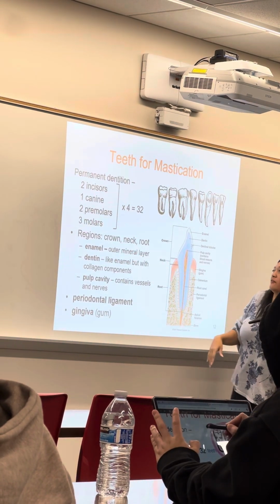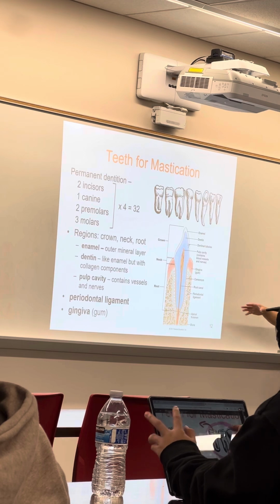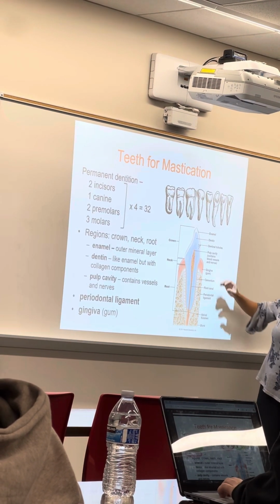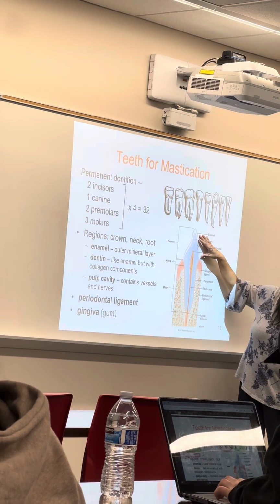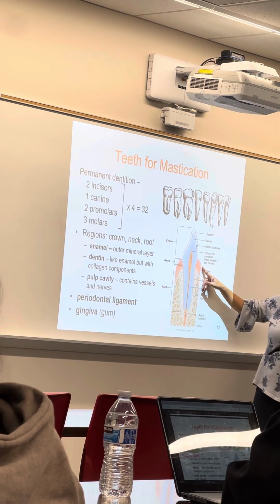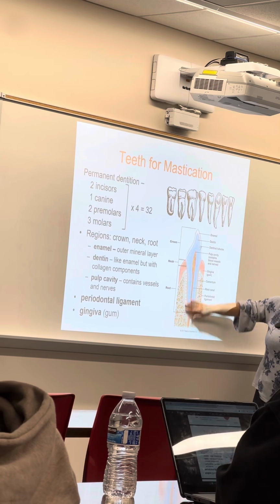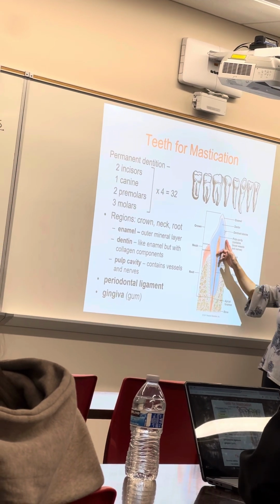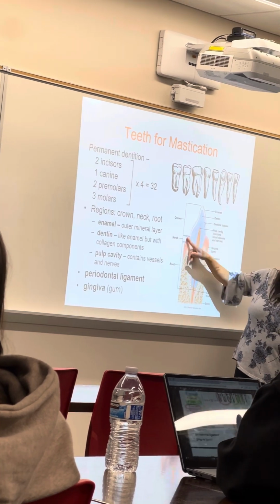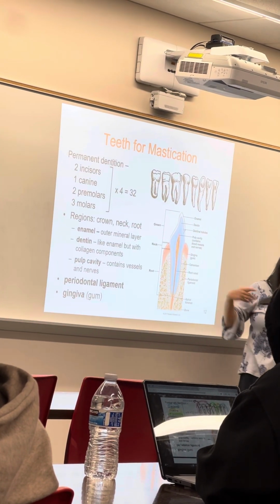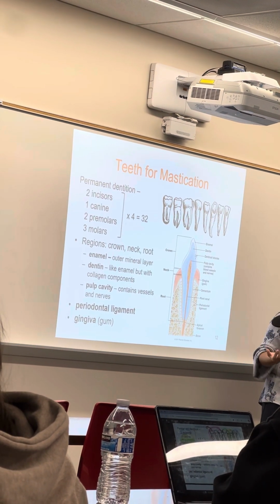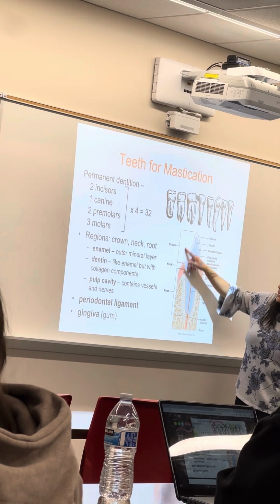3 regions to every single tooth. If we pulled out just one of them, we've got your crown, which is the one that you can actually see, the neck, which is really close to the gums, and then you've got the root, the part that you cannot see. It's got some dental enamel, and this is the outer mineral layer that we try to keep maintaining every time we go to the dentist and we go for a teeth cleaning. That's going to be our enamel.